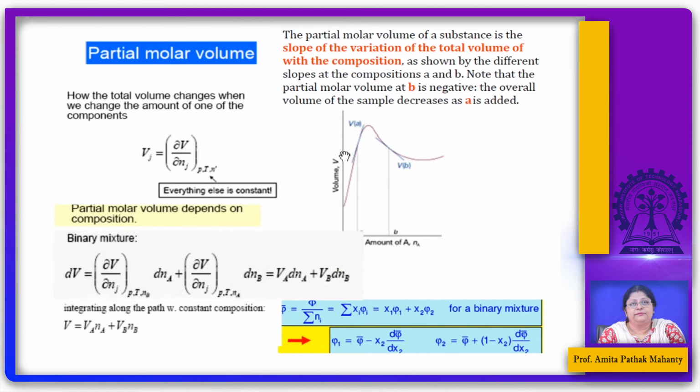As you see, the slope is changing with composition, at various compositions. Here you have one composition, here you have another composition. At the composition marked as B, you have a molar volume value that is negative. That means the overall volume of the sample decreases as A is added. Clear?